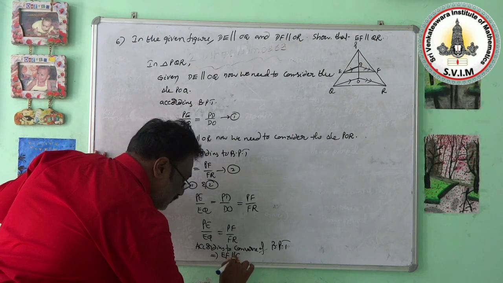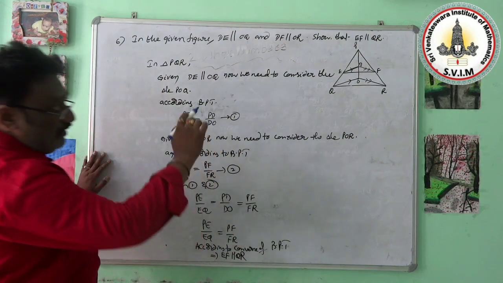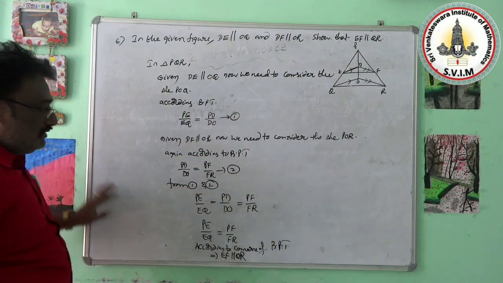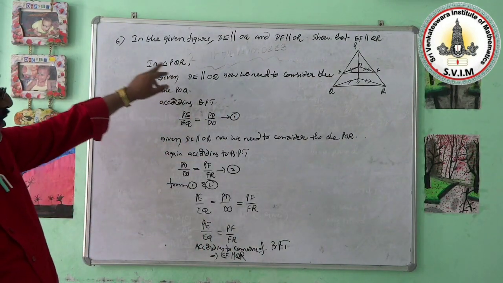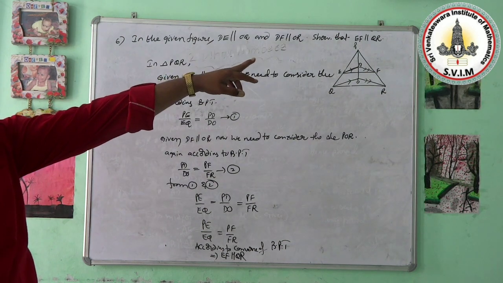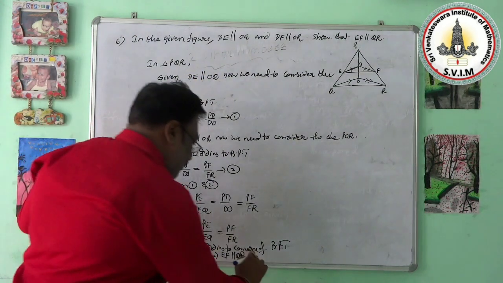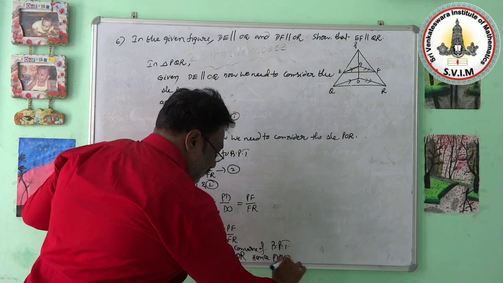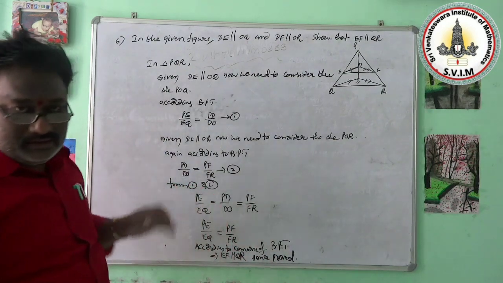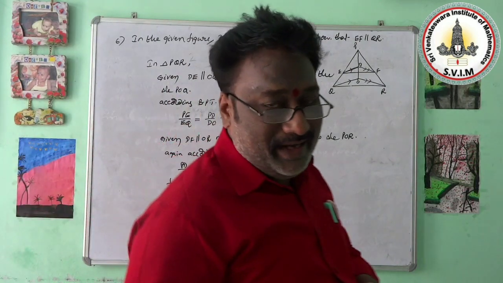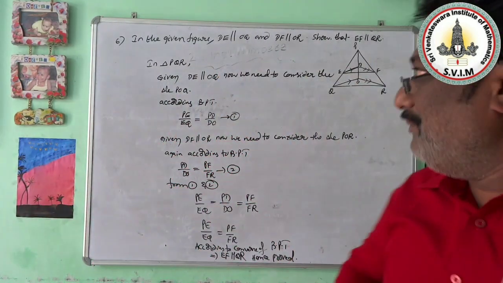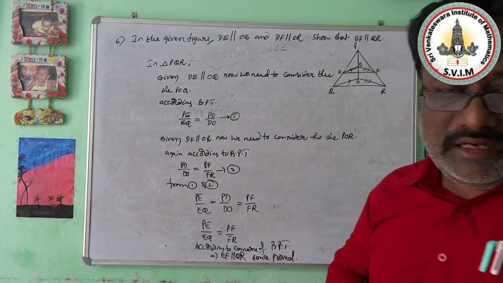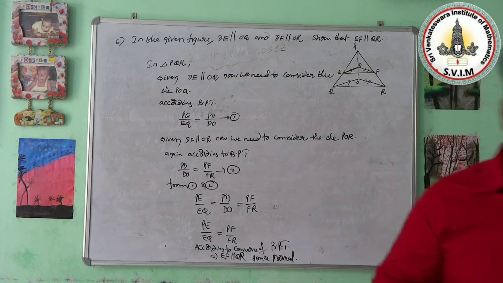EF is parallel to QR. That's all. So actually we needed to prove that one. EF is parallel to QR. Hence proved. That's all. Let me explain the next problem. That is the seventh one. Okay? Keep watching.